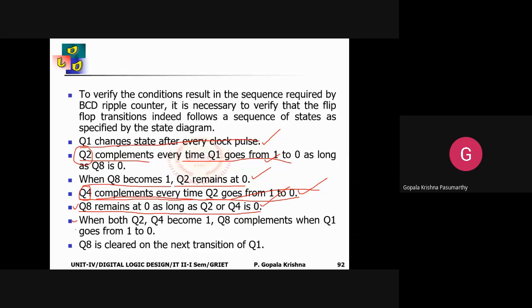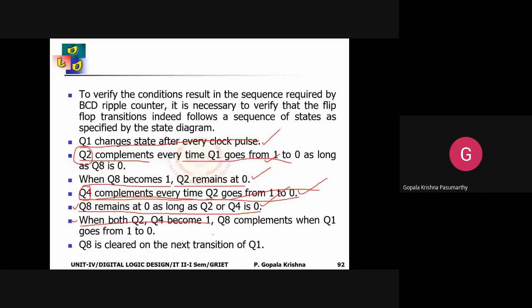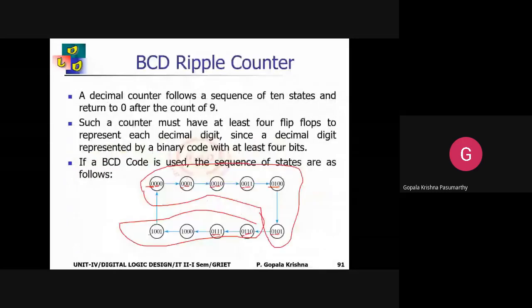Next, when Q2 and Q4 both become 1, meaning these 4 states come into this one. When Q2 and Q4 both become 1, Q8 complements when Q1 goes from 1 to 0. But here it is 0 to 1, hence Q8 has no change. When Q2 and Q4 are both 1 and Q1 goes from 1 to 0, Q8 complements, see, 0 becomes 1. So these are the rules for Q8.